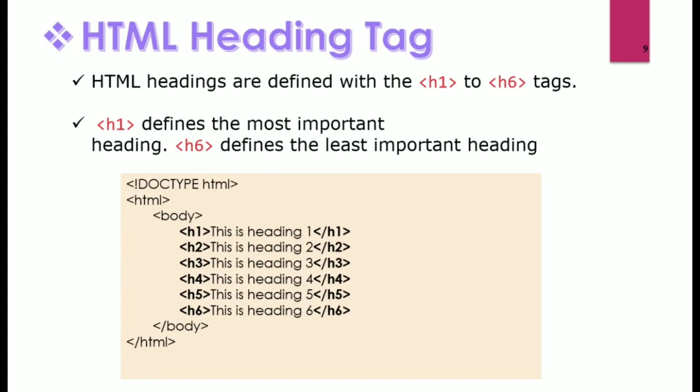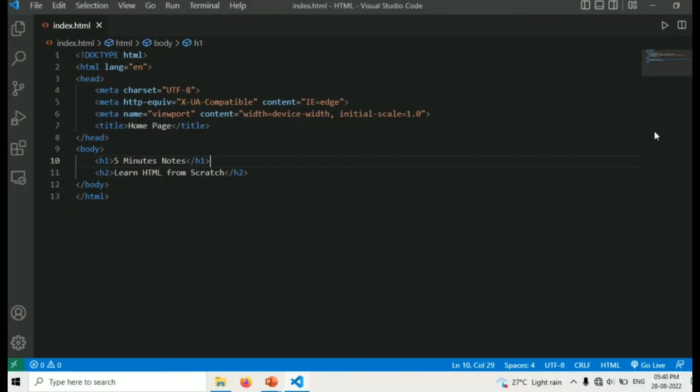HTML provides us with six heading tags from H1 to H6. Every tag displays the heading in a different style and different font size. The most important headings we use for designing web pages are heading 1, heading 2, heading 3. We will see all of this in VS Code. Let's go to VS Code.